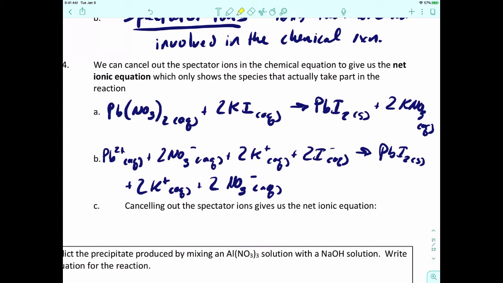Now, what I'm going to do is highlight the spectator ions. So here's our K+. Here's our nitrate ion.